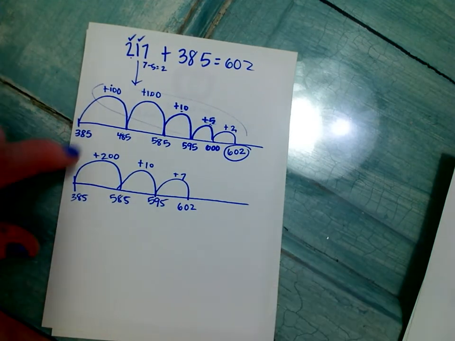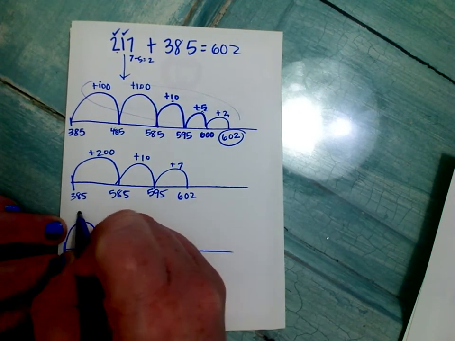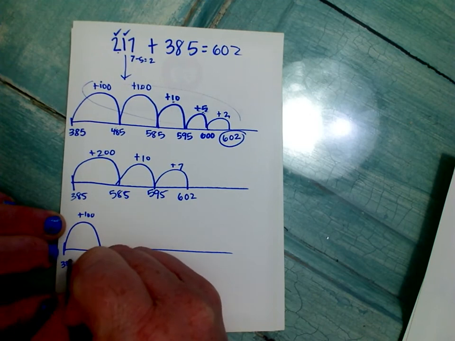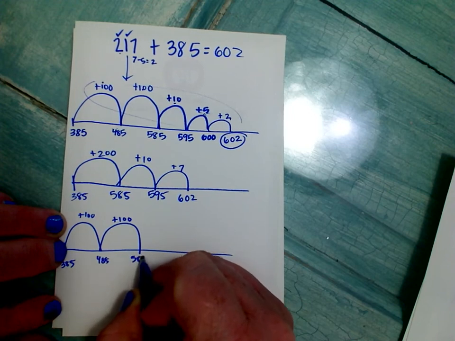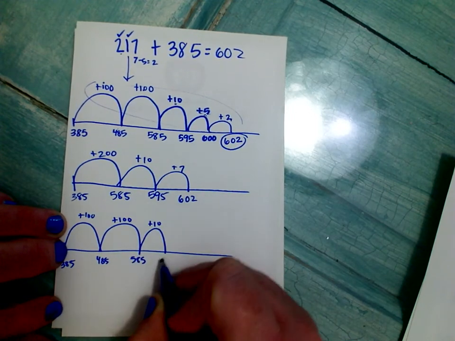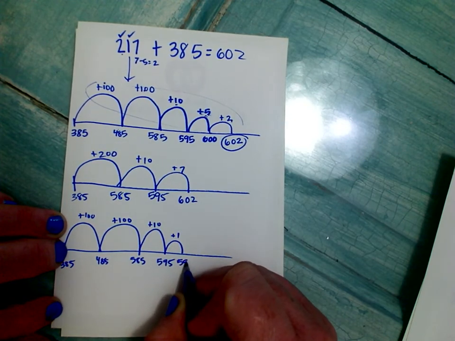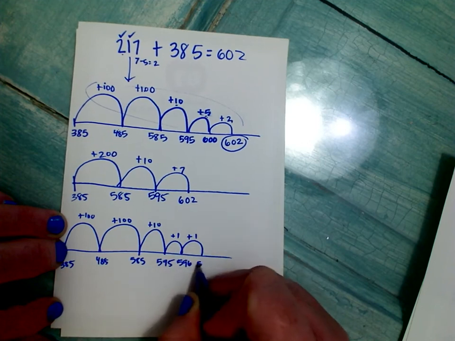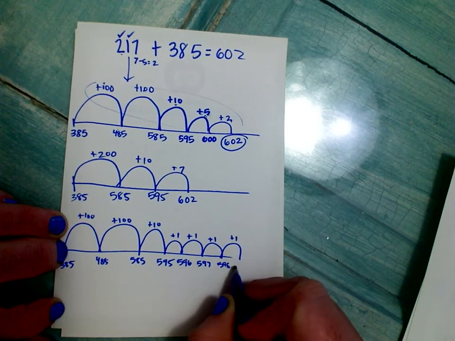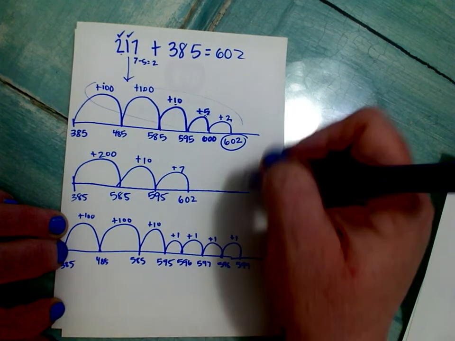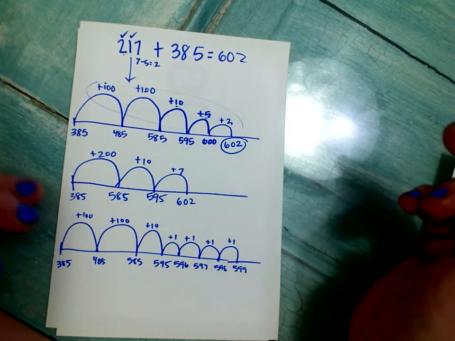A lot of kids might do it where they say plus 100, and then plus another 100, and then plus their 10, and then maybe they need to add plus 1 and do 596, plus 1, 597, plus 1, 598, plus 1, 599, until they get to 602. So they're adding 7 ones, like 1 plus 1 plus 1 plus 1.